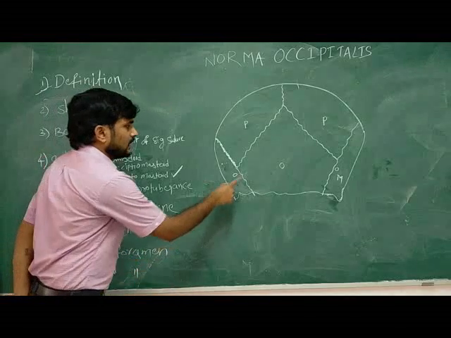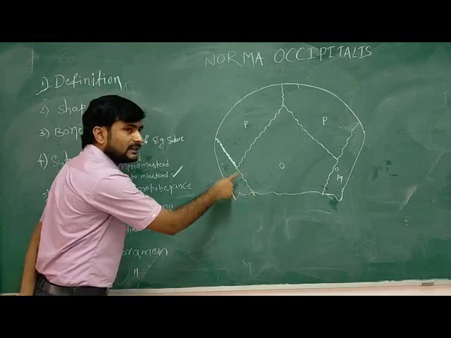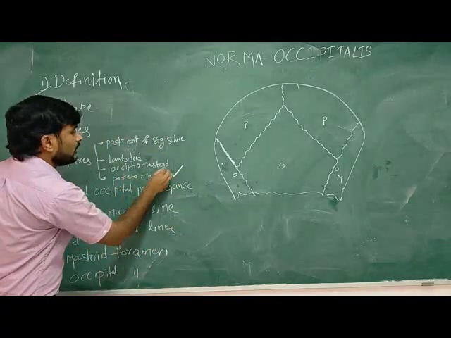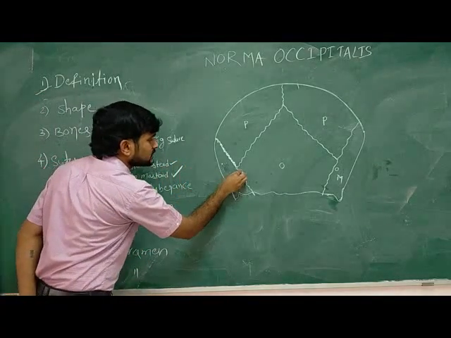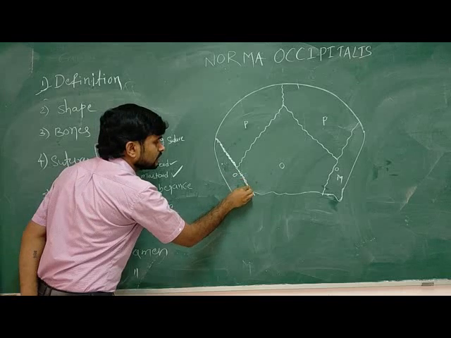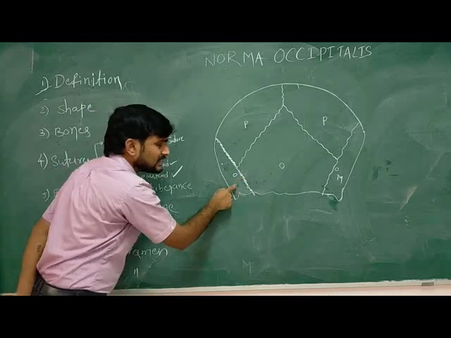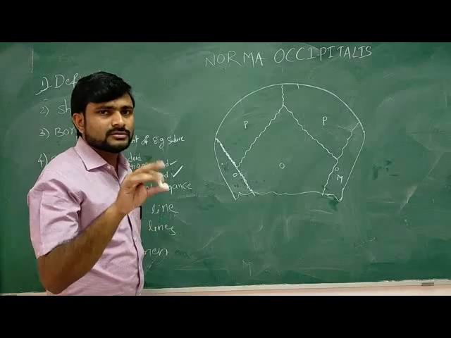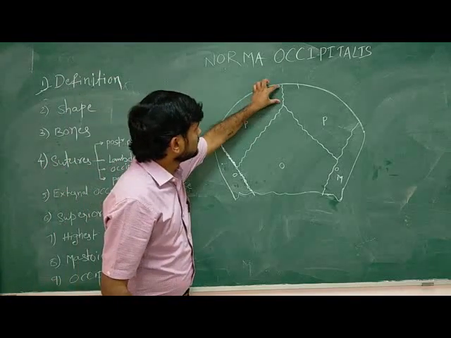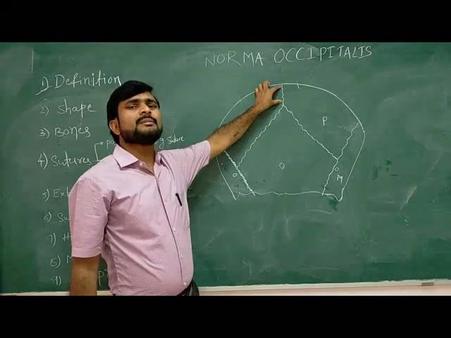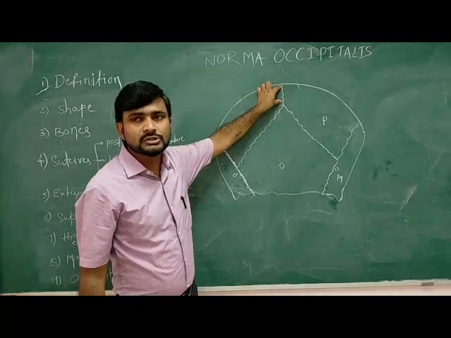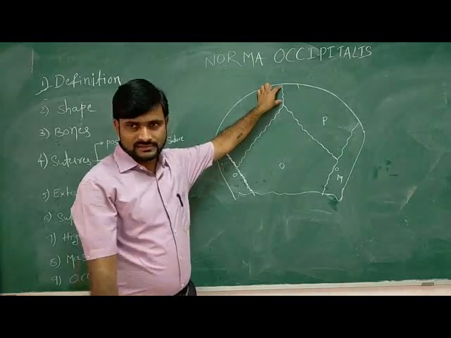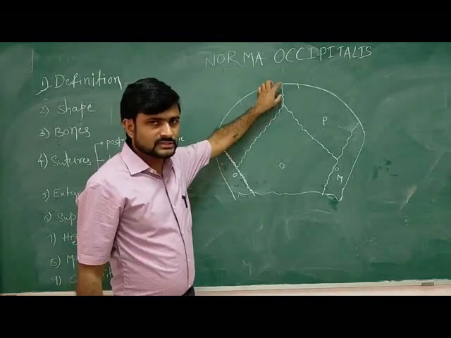The second suture is between the occipital bone and the mastoid part of the temporal bone. That is called the occipito-mastoid suture. The third one we can see here, the small part, is the posterior part of the sagittal suture. The sagittal suture was already discussed in the norma verticalis, so this is also complete.